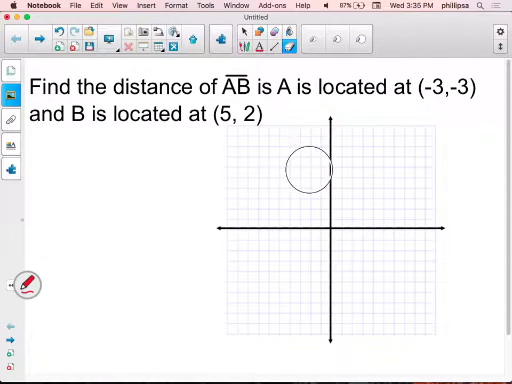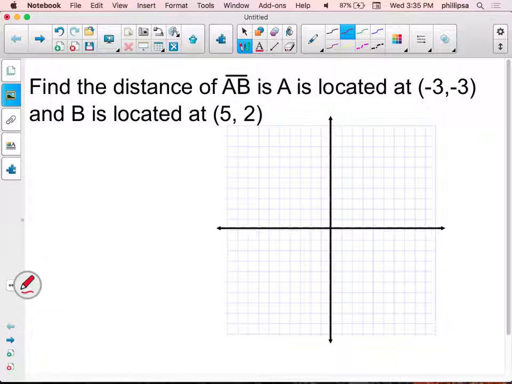The problem is if you wanted to find the distance between A and B and it wasn't perfectly horizontal or vertical, okay? So if A was located at -3, -3, and B was located at 5, 2, and I wanted to find the length or the distance between those 2 points, I wouldn't be able to count. You don't have a definite amount of boxes here, okay? So what we can do is use the distance formula.